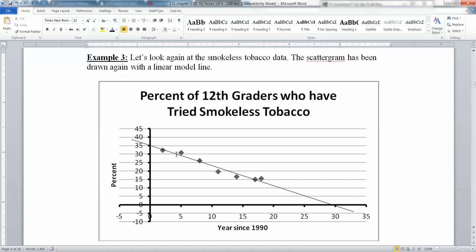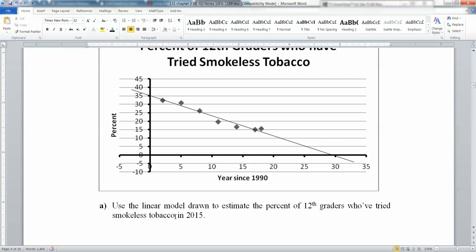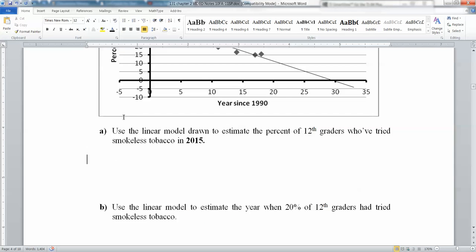All right, so let's look again at the smokeless tobacco data. The scattergram has been drawn again with a linear model line, and hey, there's that point that was missing before that I made a blue dot out of, the 11 one. There they are. So we're going to use that linear model that's drawn to estimate the percentage of 12th graders who've tried smokeless tobacco in 2015. Now the really interesting thing here is that it gave you 2015. So let's think about that for a second. 2015, take away 1990, because that was our starter year, is 25. So we want to go to where t equals 25.